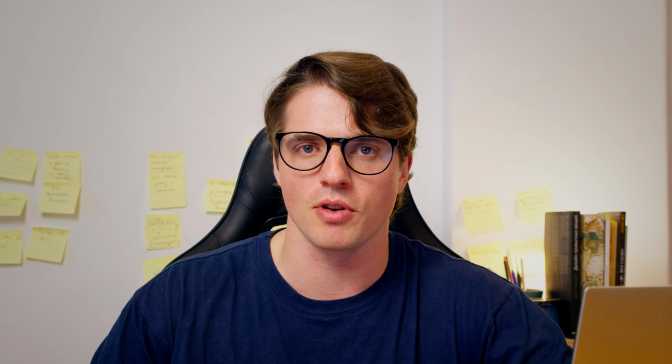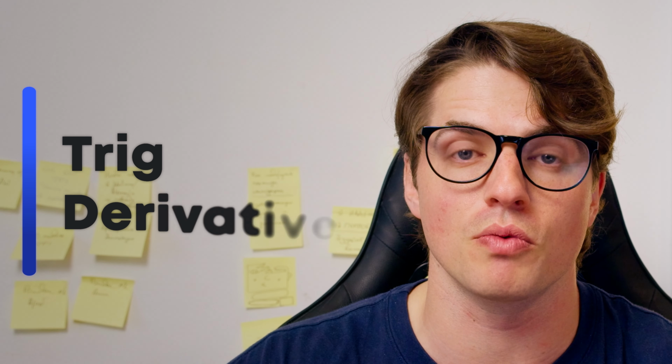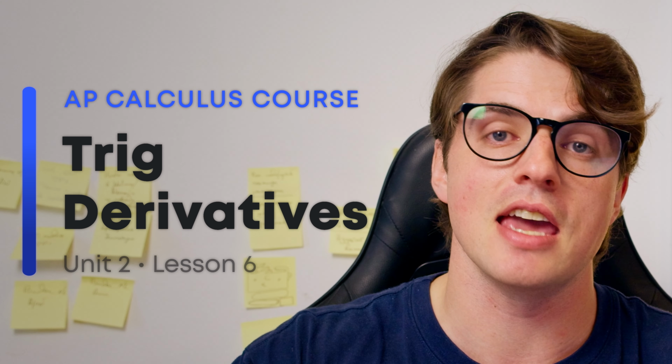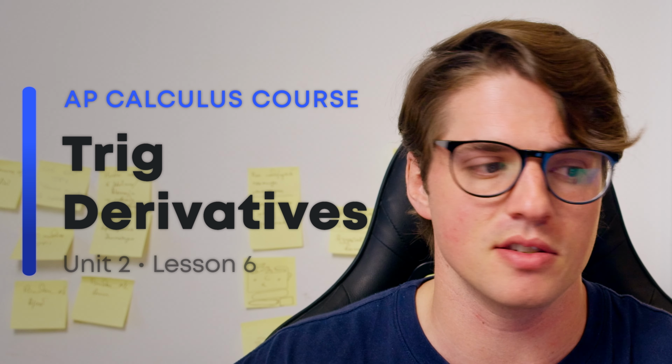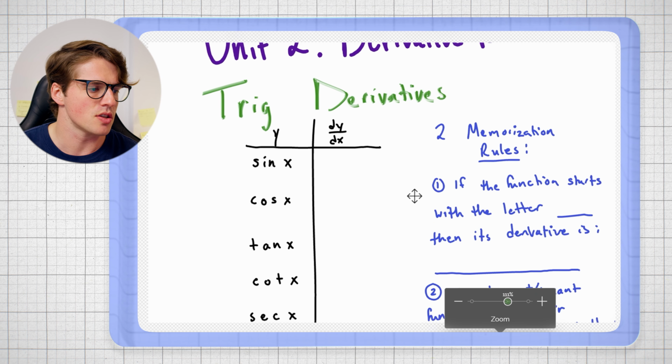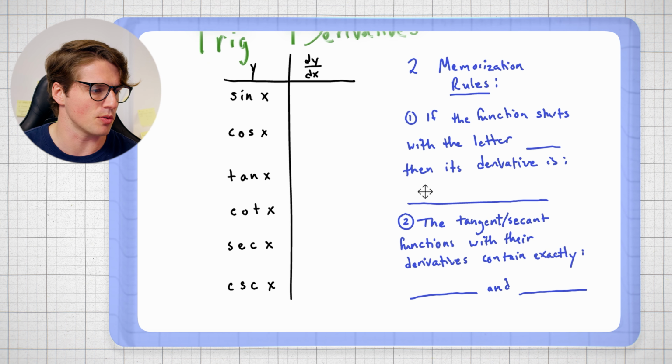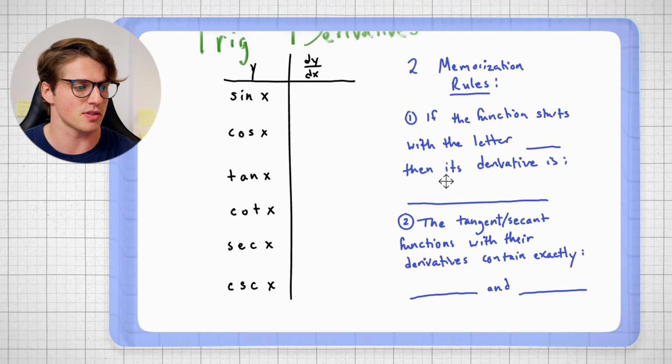In the last video, we looked at where the derivatives of sine of x and cosine of x come from. In this video, we're not going to derive any more derivatives, but I am going to show you the rest of the trigonometric derivatives and also a tool that can help us memorize these. Okay, so I'm going to fill out this table here, and then we're going to think about these tricks, okay?